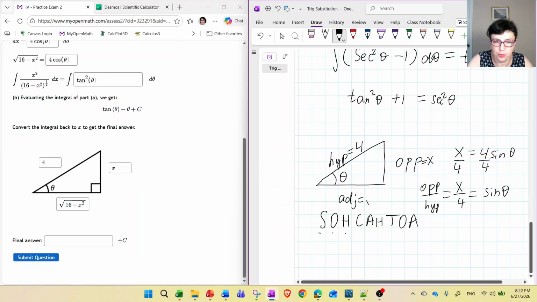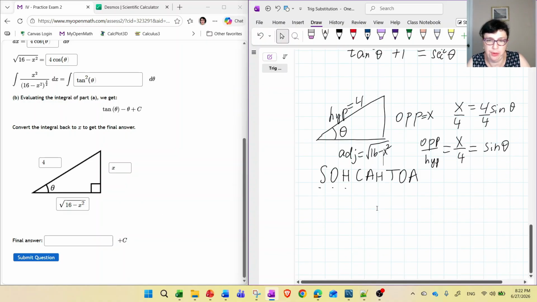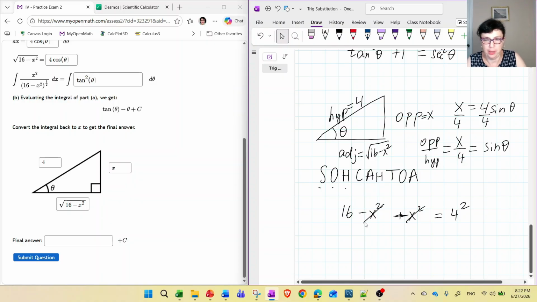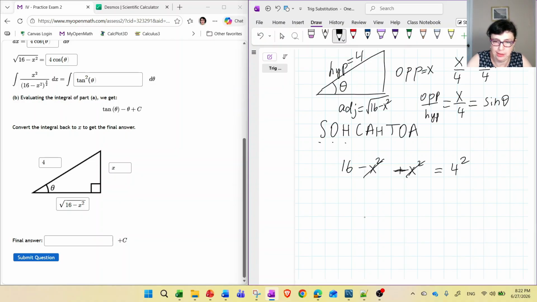Now, why does this work? You can always check your work by using the Pythagorean theorem. Pythagorean theorem says that if you take adjacent side, square that, which just means 16 minus x squared, you add the opposite side squared, that should equal the square of the hypotenuse. And is that true? Well, yes, because negative x squared and x squared cancel, and we get 16 equals 4 squared, which is 16, and that's true. So we just checked that what we did is correct.